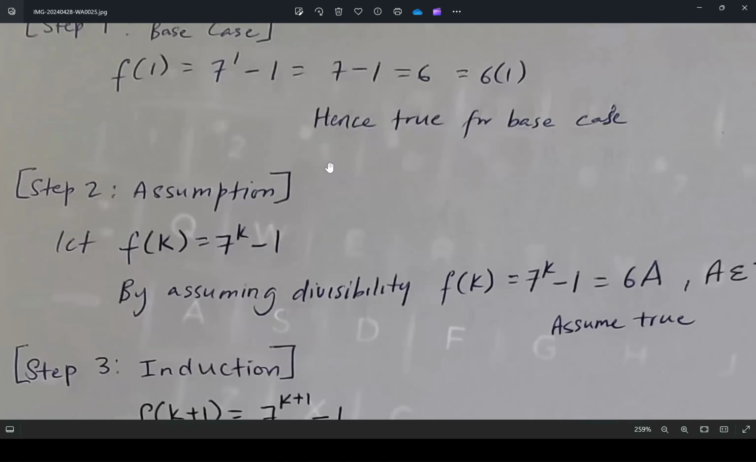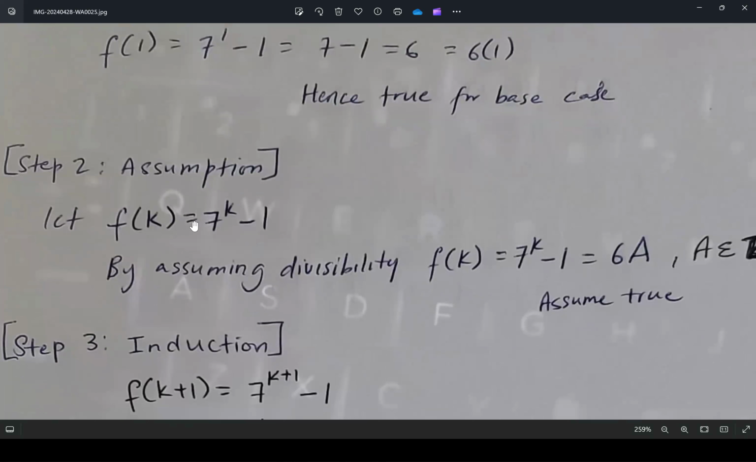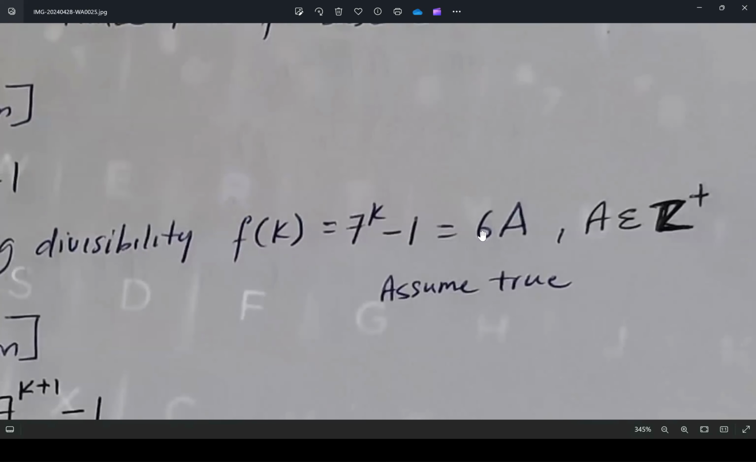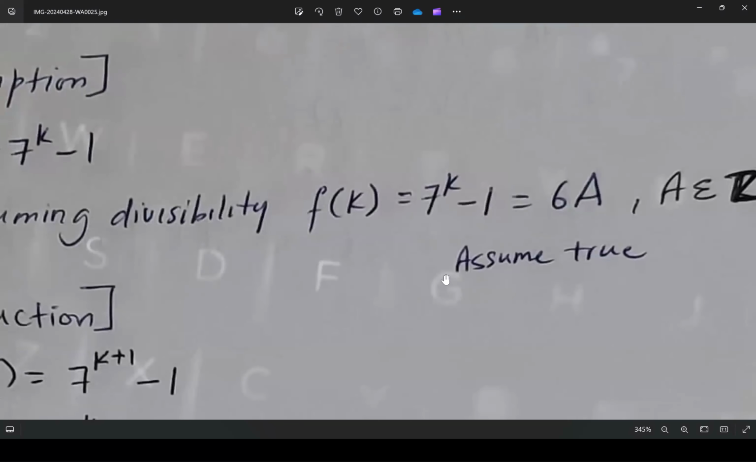Now we need to do the assumption step. That's step 2. I believe that what you said in your question was true: f(k) is divisible by 6. So we replace n with k and say that f(k) is equal to 6 times a. The reason is that 7^k minus 1 is divisible by 6, which means it's 6 times any integer. Think of it like this: if I tell you that a number is even, then it's really just 2 times an integer. 2 times 3 is 6, which is even. 2 times 1 equals 2, which is even. So if it's divisible by 6, then it's 6 times some number a. I assume that is true.